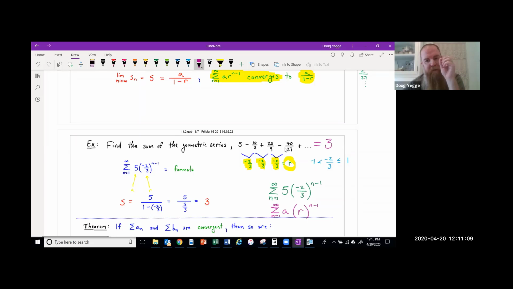So geometric series right now are about the only types of series that we're able to find the actual sum of. Most of the time, all we can say is it converges or it diverges. But this one we know converges, and we know what it converges to.